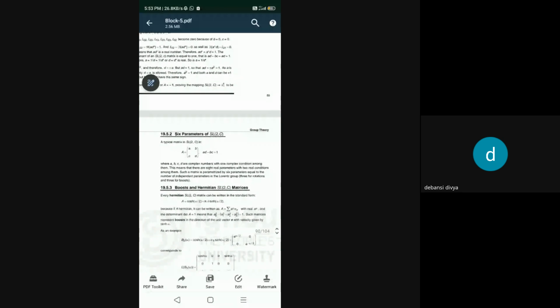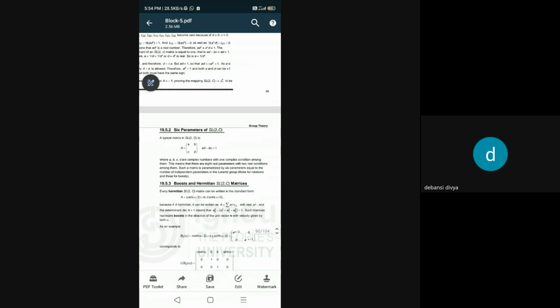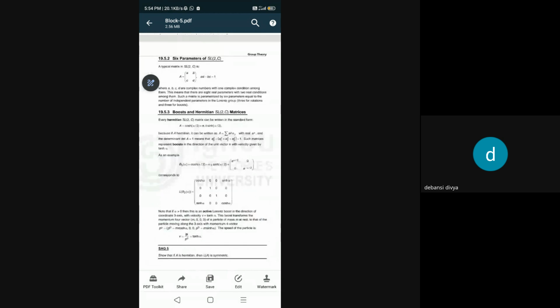Then the 6 parameters of SL(2,C). A typical matrix in SL(2,C) is A equal to the matrix with rows A B, C D, where AD minus BC is equal to 1, where A, B, C, D are complex numbers with one complex condition among them. Then Hermitian SL(2,C) matrices: every Hermitian SL(2,C) matrix can be written in the standard form.